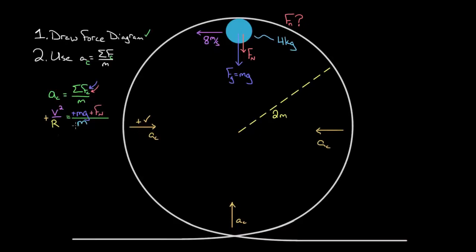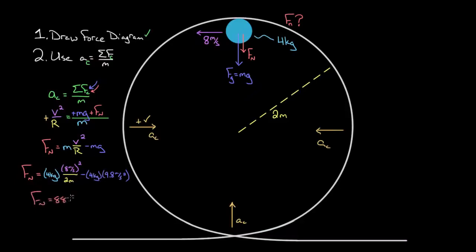If I solve algebraically, I can multiply both sides by the mass, and then I'd subtract mg from both sides, and that would give me the mass times v squared over r minus the magnitude of the force of gravity, which if we plug in numbers gives us 4 kilograms times 8 meters per second squared, you can't forget the square, divided by a 2 meter radius, minus the magnitude of the force of gravity, which is 4 kilograms times g, which if you multiply that out gives you 88.8 newtons.